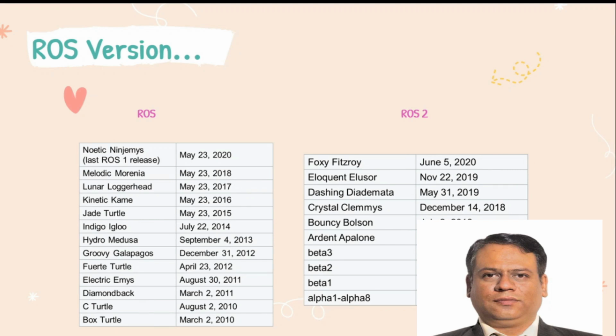Okay, and while talking about the Robot Operating System versions, there are a lot of versions. Here we just talked about May 23, 2020, but after that we already have a lot more versions of the Robot Operating System. These are all the versions, with the dates and years when they were published. I think you are able to see that.